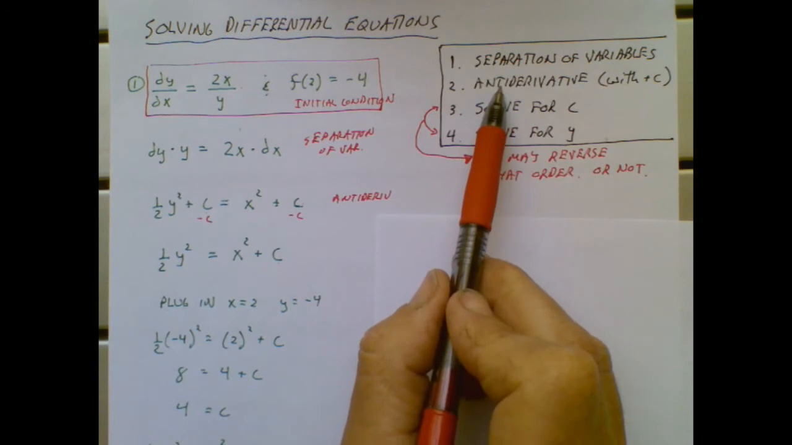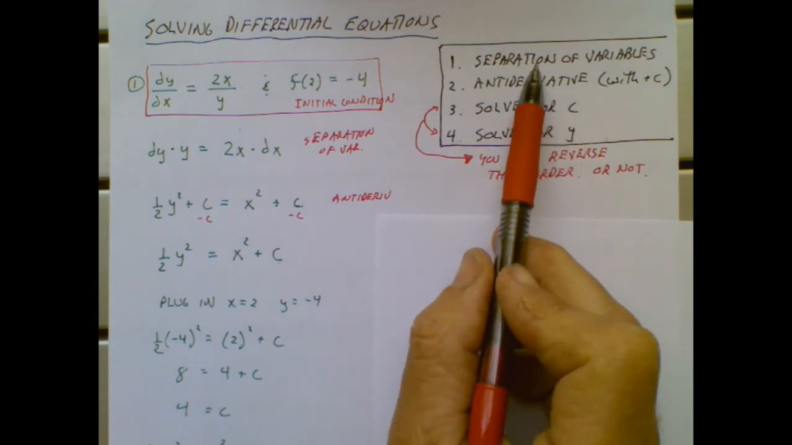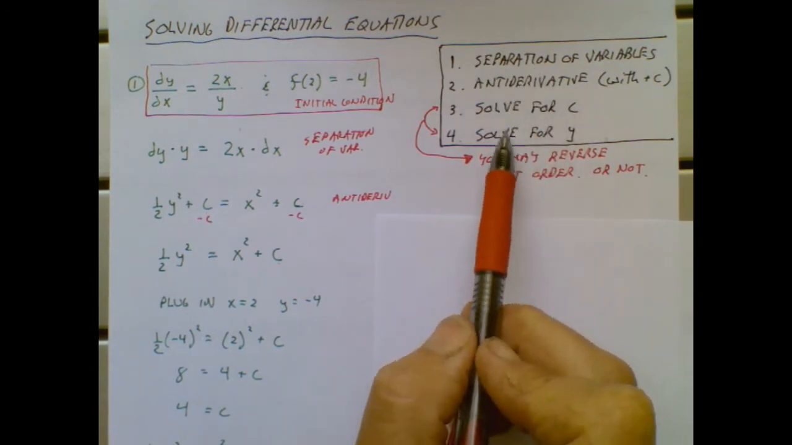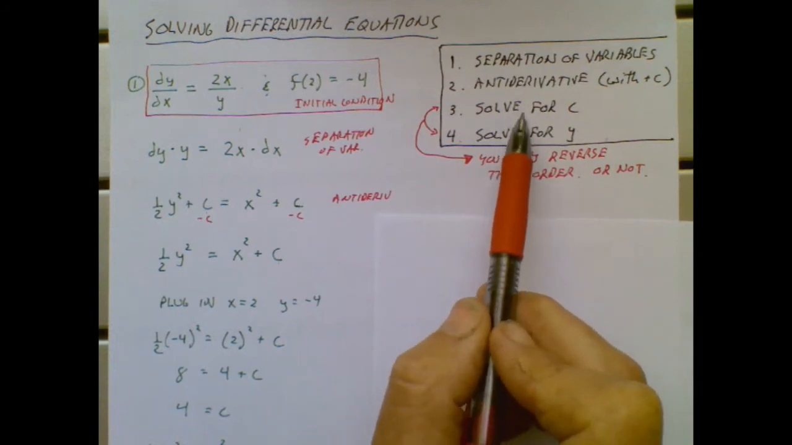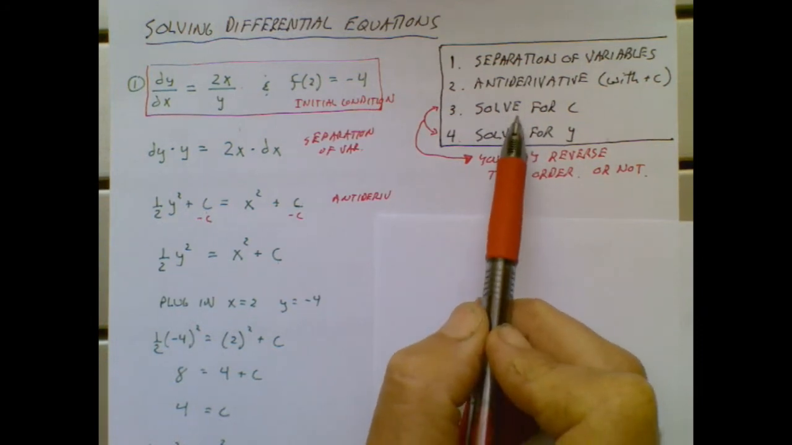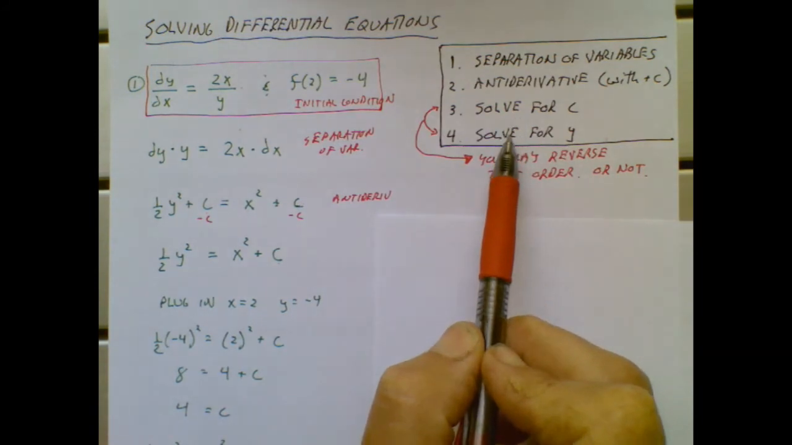All right. I have now done the antiderivatives. I've done the separation of variables. I need to either solve for c or solve for y. And in this case, I'm going to solve for c, but after we're done with this problem, I'll show what happens if we reverse the order.